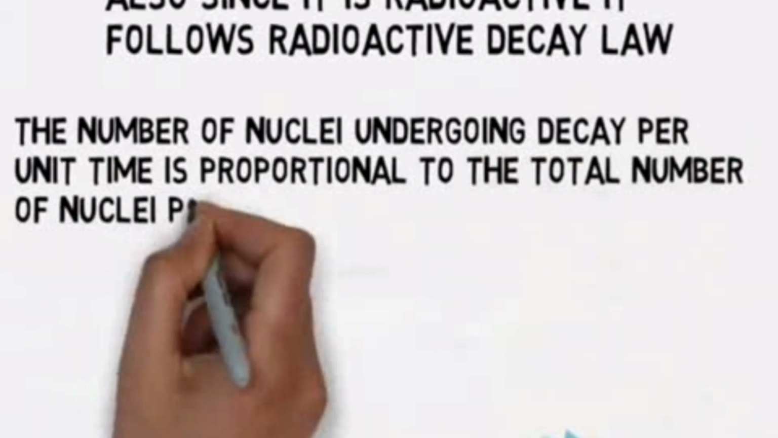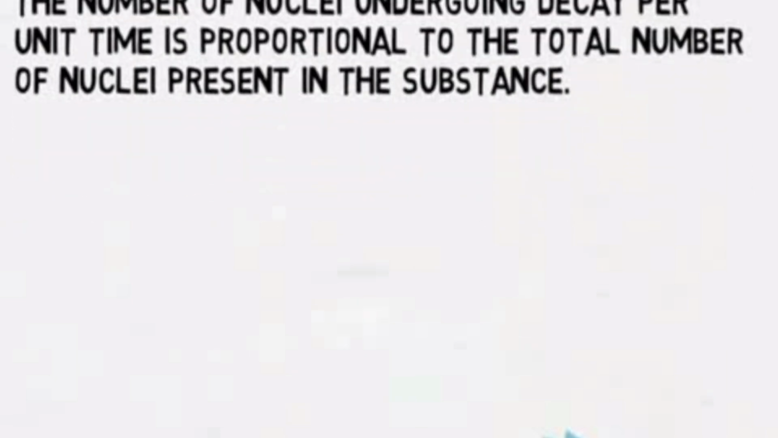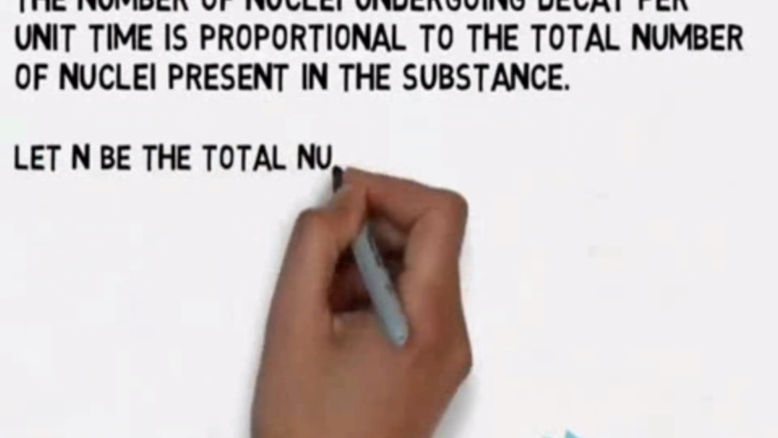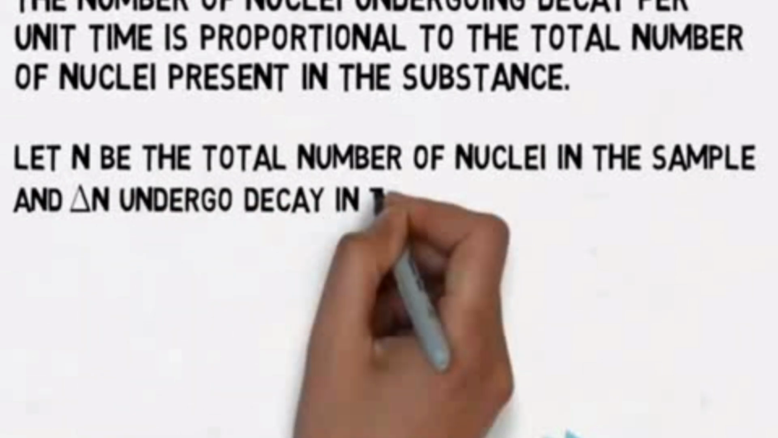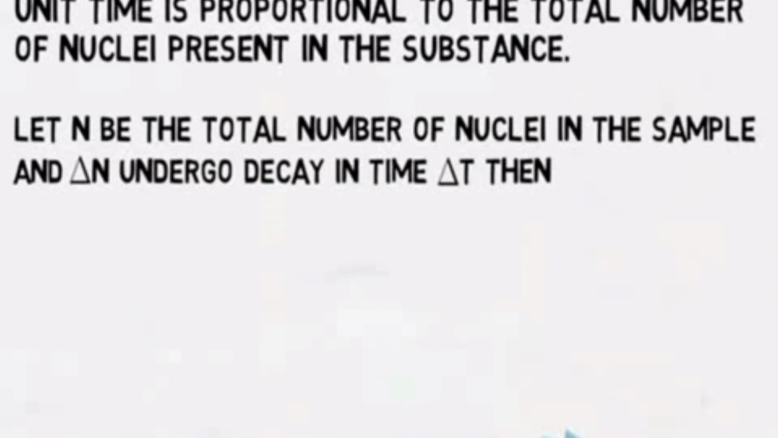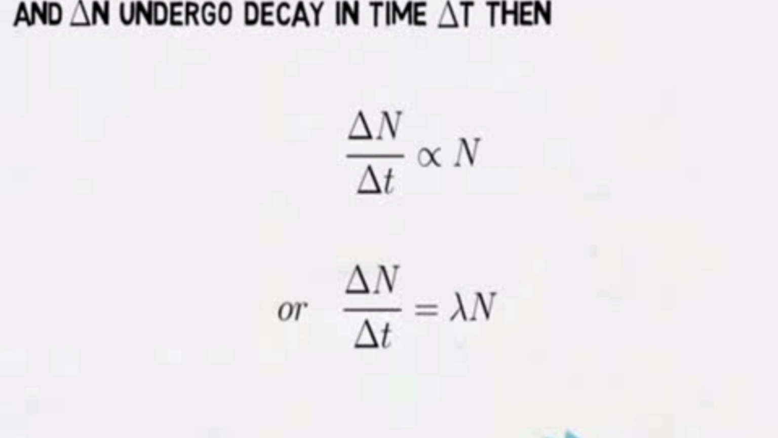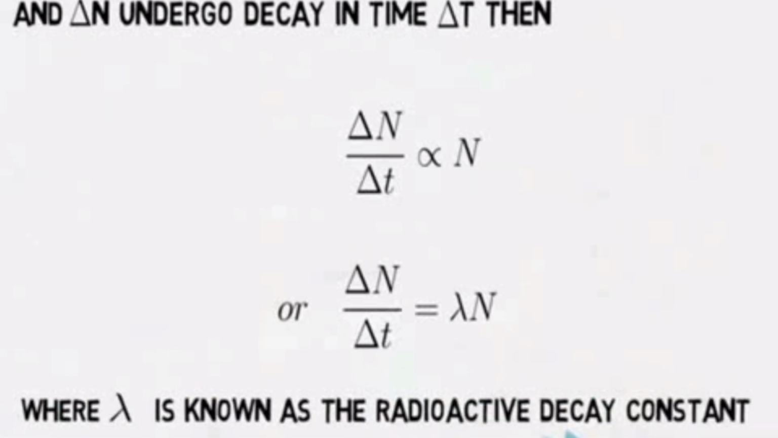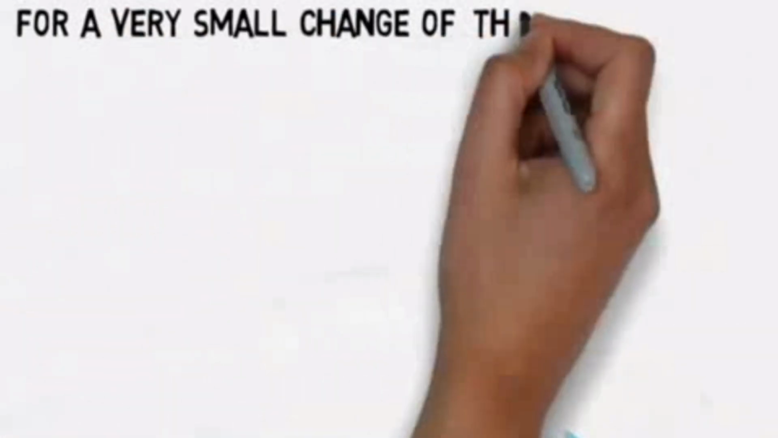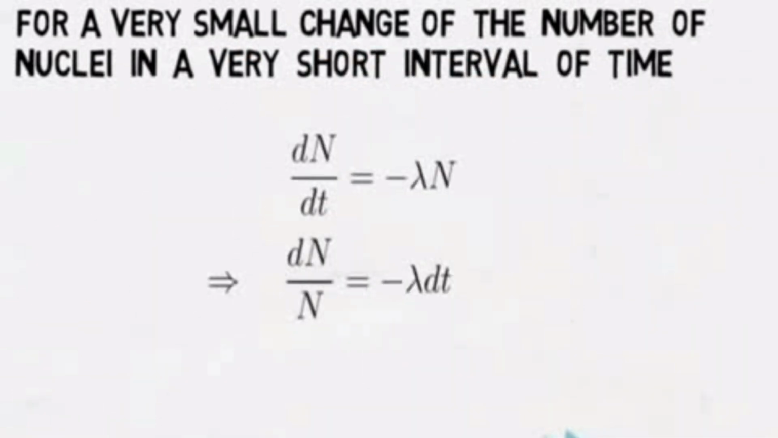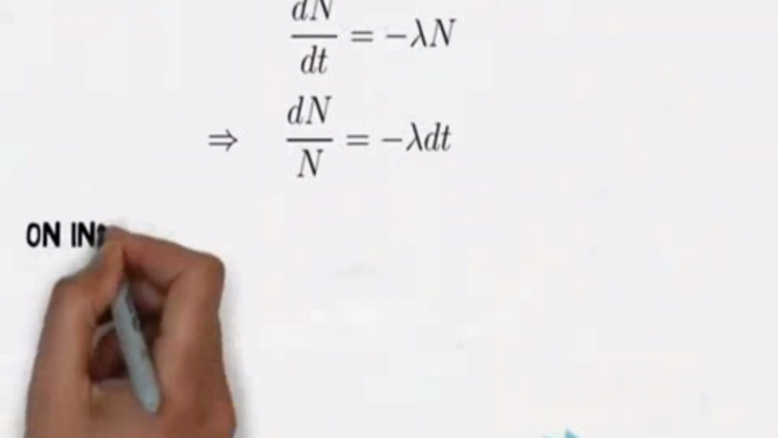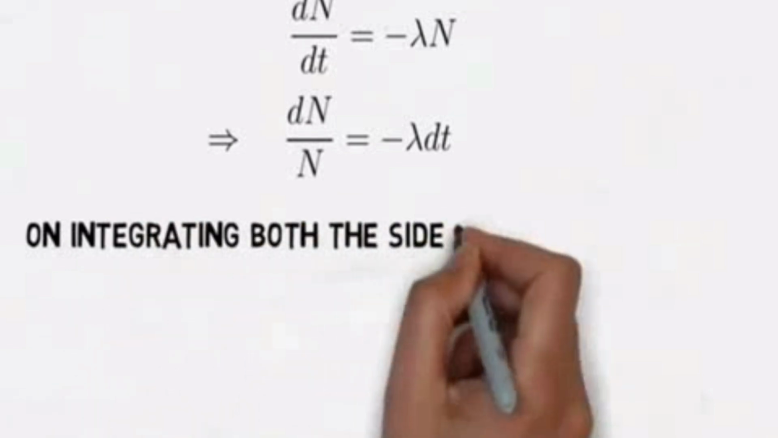So this is the law of disintegration. How to derive the law of disintegration? N be the total number of radioactive atoms in the sample, and delta N decay in the time period delta T. So this is the equation, with lambda the radioactivity constant. The short interval of time can be taken as dt. So integrating on both sides.